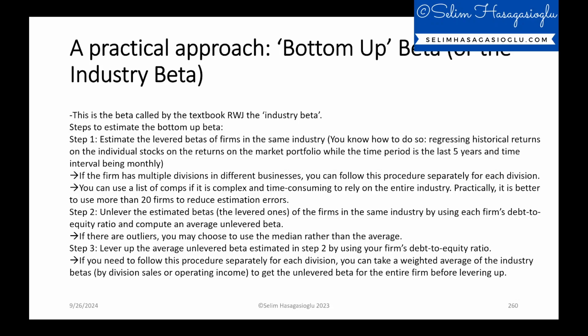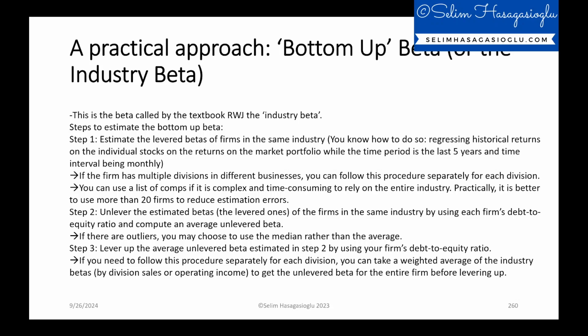Step one, estimate the levered betas of firms in the same industry. You know how to do so, regressing historical returns on the individual stocks on the returns on the market portfolio, while the time period is the last 5 years and time interval being monthly. If the firm has multiple divisions in different businesses, you can follow this procedure separately for each division. You can use a list of comps if it is complex and time consuming to rely on the entire industry, of course. Practically, it is better to use more than 20 firms to reduce estimation errors.